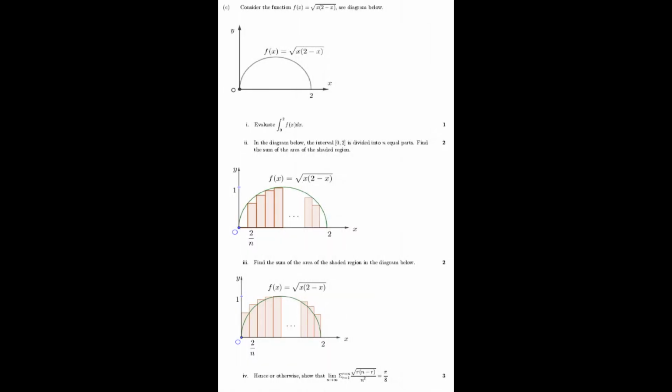Hi everyone, in this video I'm continuing to work through question 13 part C of the 2020 North Sydney Boys Extension 2 trial exam. In this video I'm going to continue to work through part 2, which wants us to find the sum of the area of the shaded region, which is made up of rectangles that sit beneath the curve.